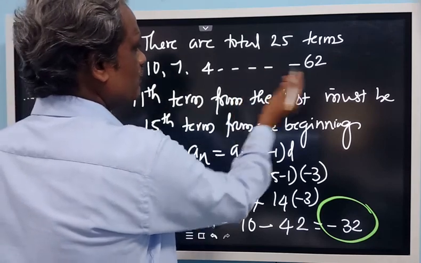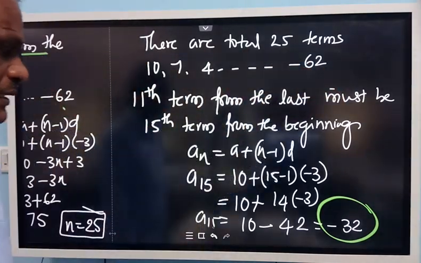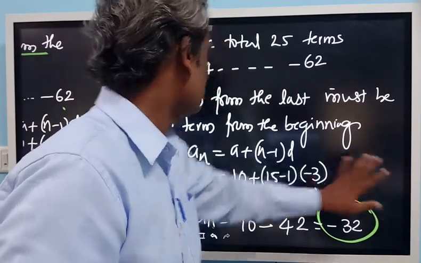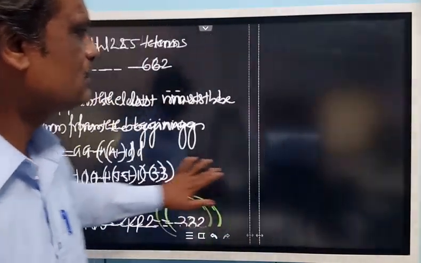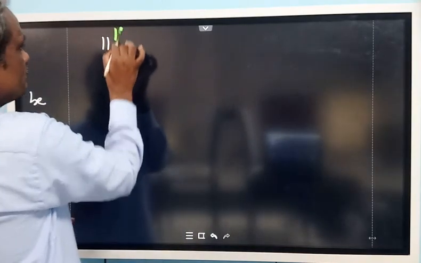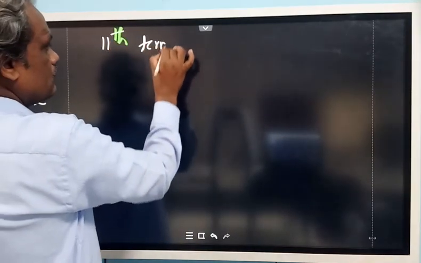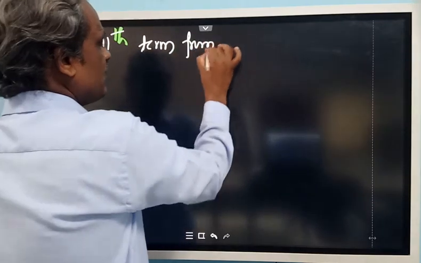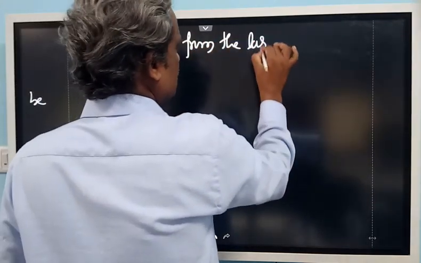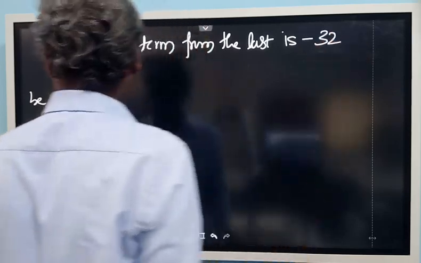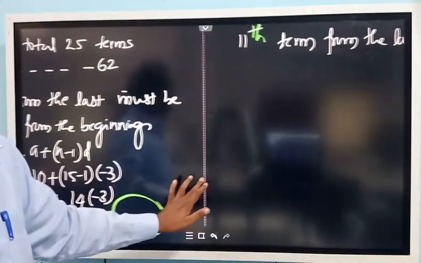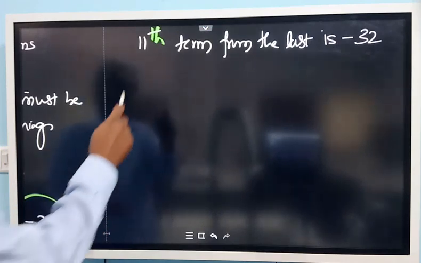So here is the 15th term, and from the last it is the 11th term. So you can conclude like this: the 11th term from the last is minus 32. So this is one way of doing the question.